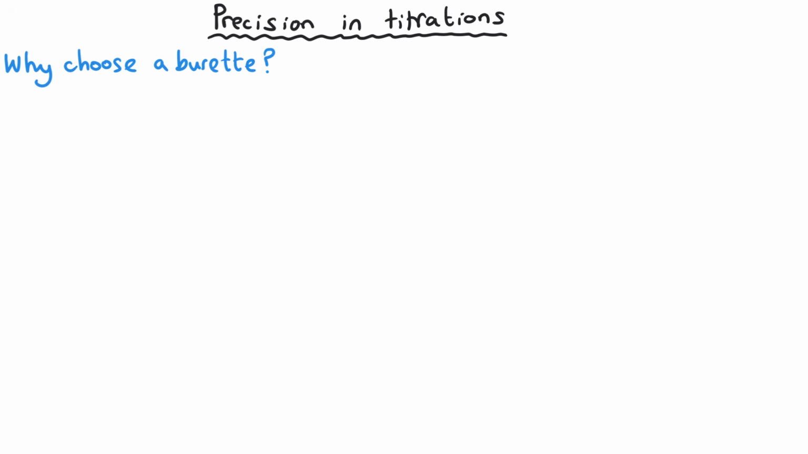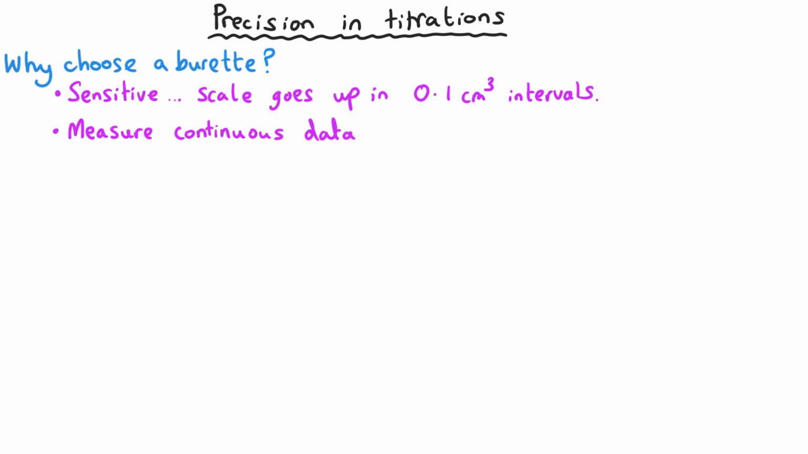We use a burette for the titration for 2 reasons. First of all, it has got a really sensitive scale on the side. It goes up in 0.1 cubic centimetre intervals. Also, we can adjust that tap to allow us to add any particular amount of substance from the burette for any kind of peculiar volume. Like I've said before, 23.20 cubic centimetres doesn't have to be a nice round number.